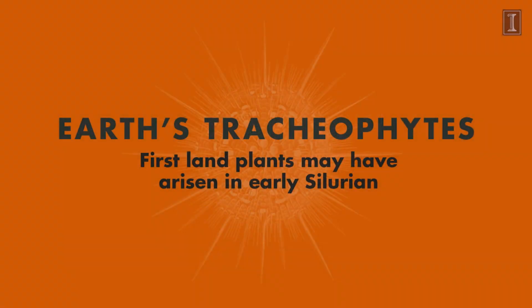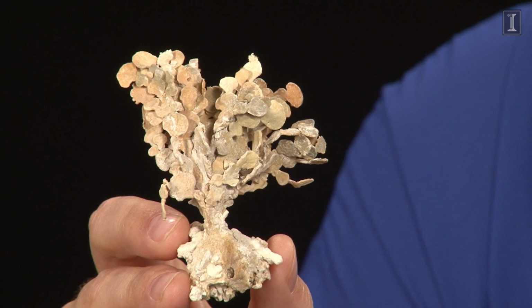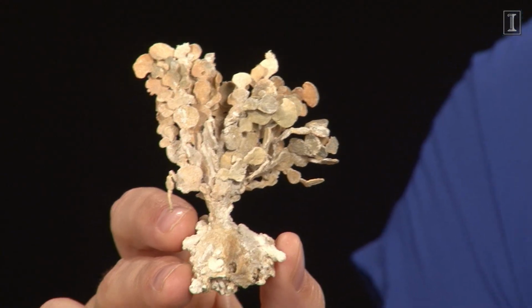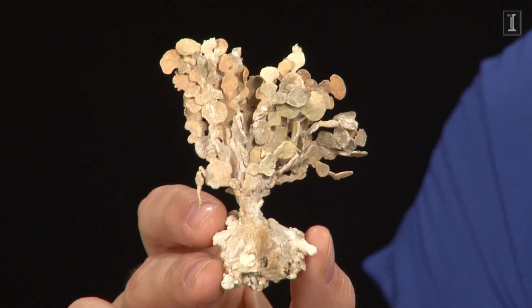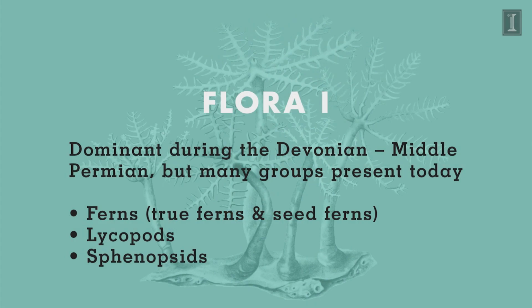So Earth's tracheophytes. These are the first land plants that may have arisen in the early Silurian. They would resemble filamentous green algae, our early tracheophytes, and early forests would not have appeared until the Devonian. Within Earth's tracheophytes, we have three different flora, and we're going to define those stages of Earth's flora: 1, 2, and 3.